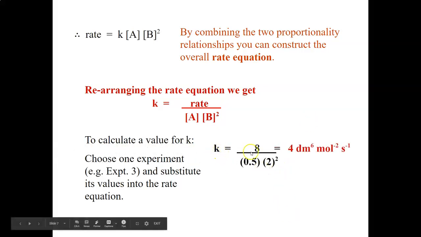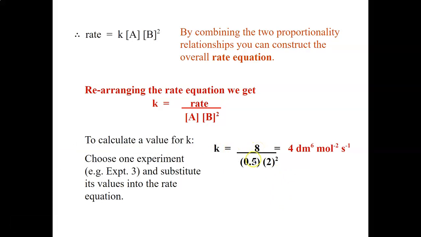And you get 8 times 10 to the minus 4... over 0.5 times 2 squared. Have a check back at the tables just to see where those figures come from. And it doesn't take a genius to get that comes to 4. Now, but how on earth have I got these units?